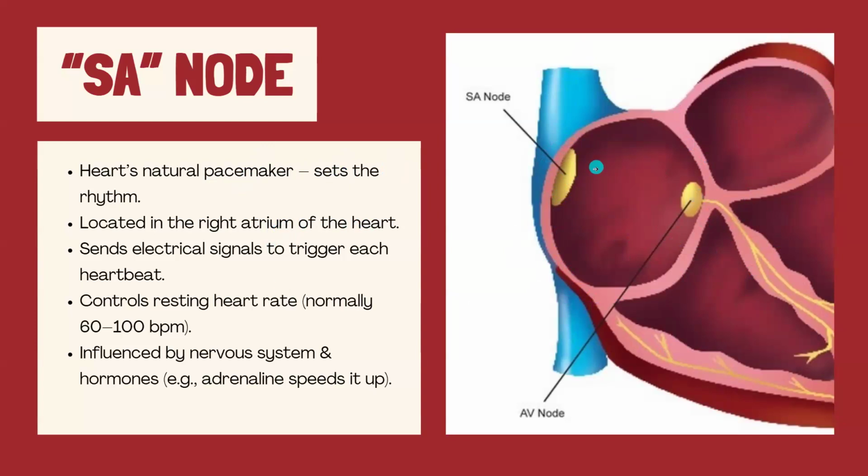Just a review of these top parts of the heart. Your heart has four chambers, right? The top two parts are called the atria: your right atrium, your left atrium, and then your right ventricle and your left ventricle. The SA node is on the right atrium and essentially sets the pace by sending electrical signals to trigger each heartbeat. It controls your resting heart rate, which like I said before is usually about 60 to 100 beats per minute. It's influenced by your nervous system and hormones. Like I said, adrenaline speeds it up, and other things slow it down as well.